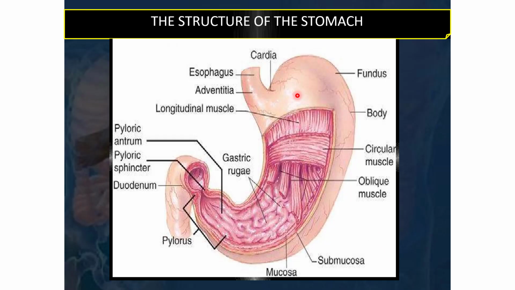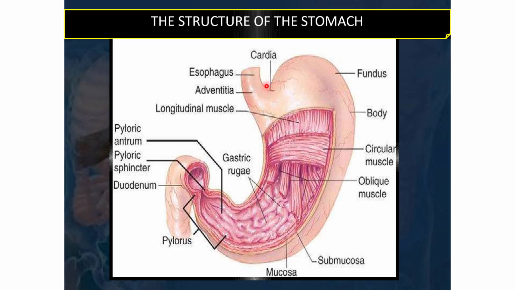Just have a look over here. This is the stomach, and here is the esophagus, and here is the proximal end of the stomach, which is called the cardiac end. This junction is called the cardioesophageal junction or gastroesophageal junction. The word gastra is used for stomach, the word cardia is used for the cardiac end of the stomach, and the word cardio is used for heart. So keep these terminologies in mind. Sometimes there is very little difference, but you have to be careful.